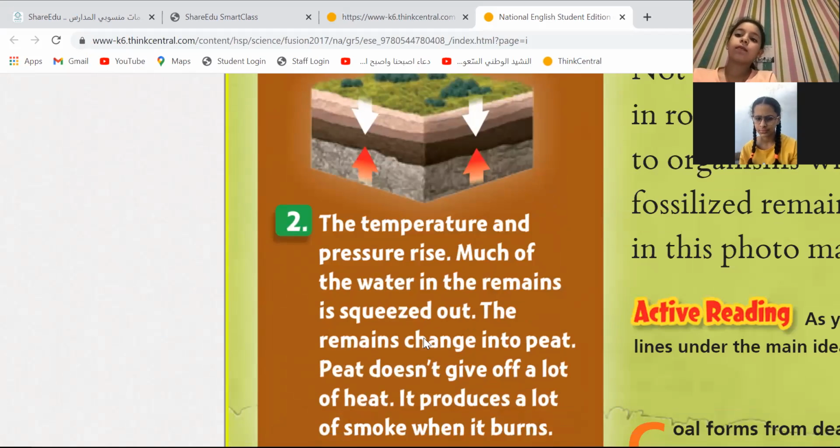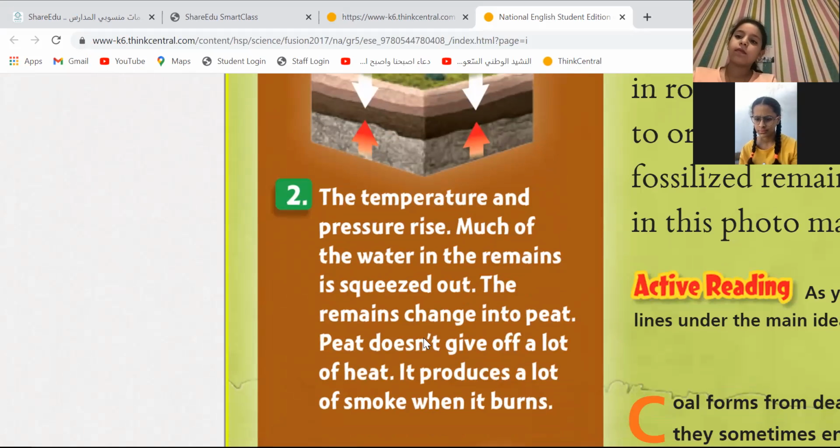What happens next? The temperature and pressure rise. See, the first thing, the temperature and pressure. Over there, the fish had only pressure. Now, coal has temperature and pressure rise. Yes, please continue. Much of the water in the remains is squeezed out. The remains change into peat. Peat doesn't give off a lot of heat. It produces a lot of smoke when it burns.